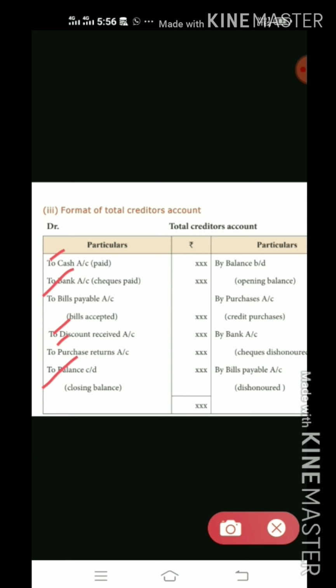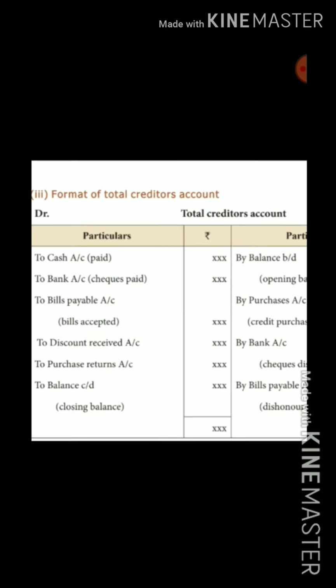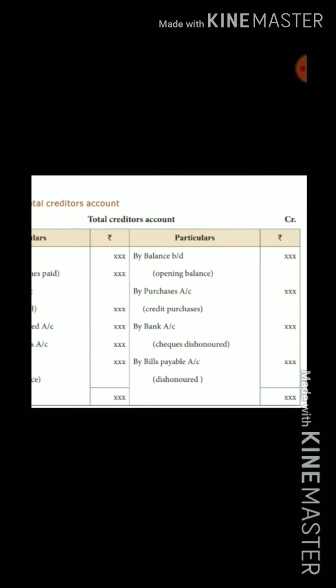And then on the credit side, by balance brought down, which means the opening balance. By purchase account, that is credit purchase. By bank account, cheque dishonoured. By bills payable account, dishonoured. We compare both sides. The debit side value will be high and the credit side value will be low. The highest value is deducted by the lowest value, so the balancing figure on the credit side is known as credit purchase.